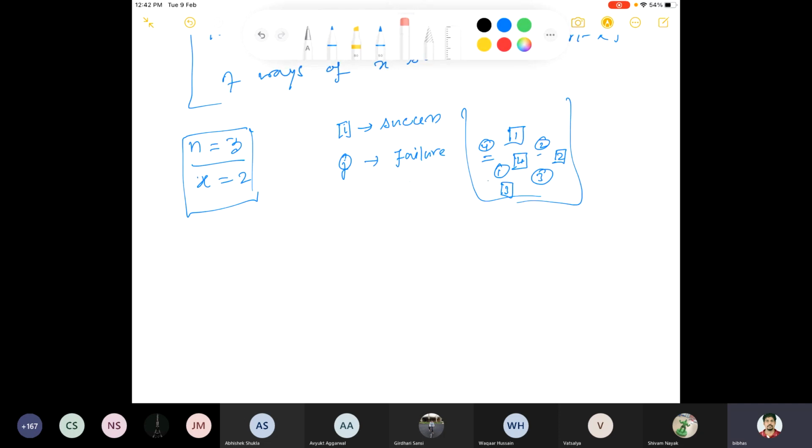Let me just say this. Suppose I have this situation. 3 times I am doing this trial. Now I have this situation. The first time it was a failure, and then second time it was a success, and now third time it was a success. So number of success here is equal to 2, and number of failure is equal to 1. Now here what I'm saying.